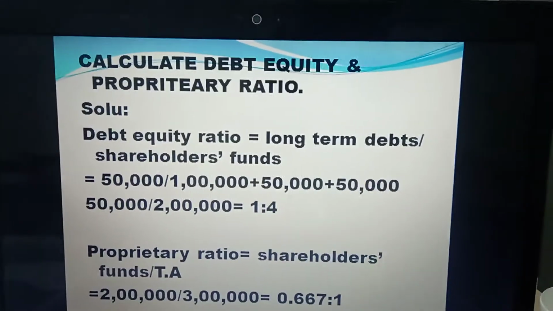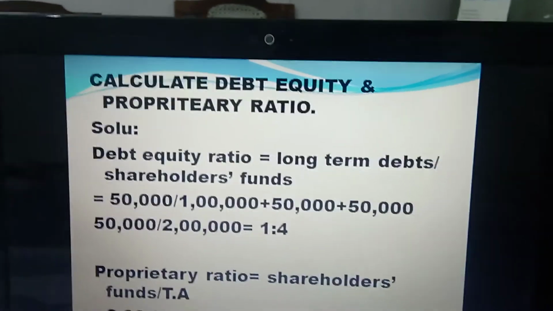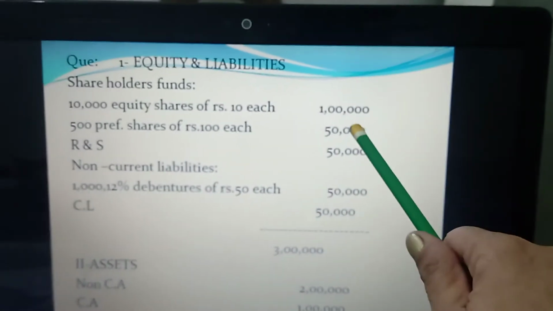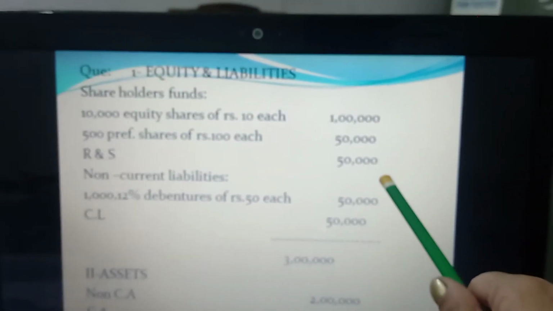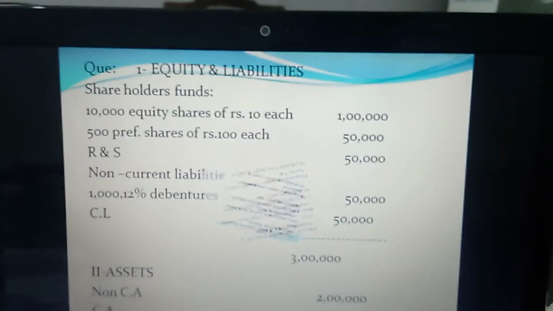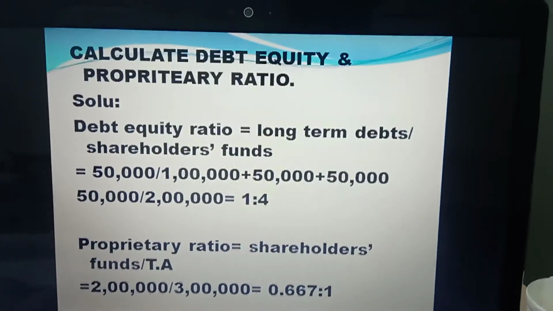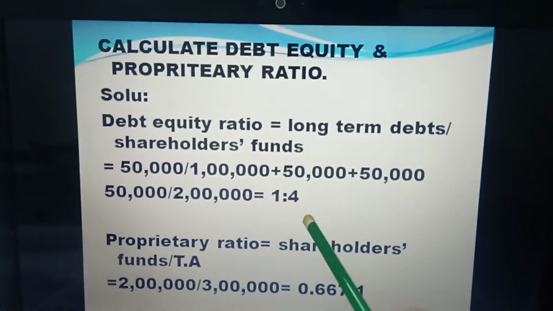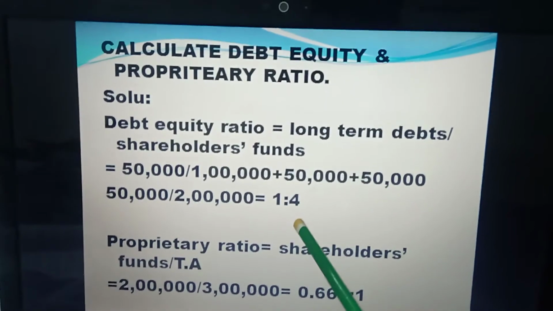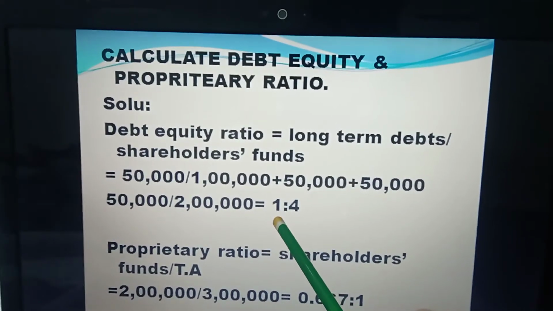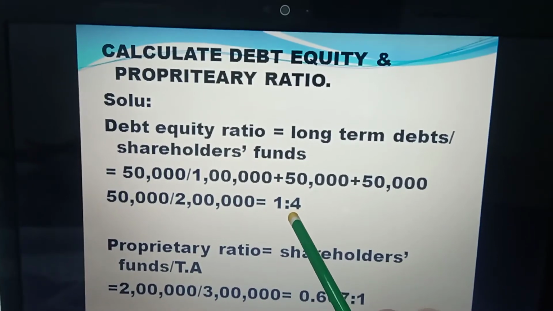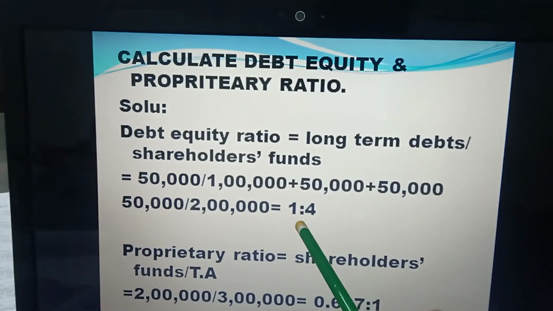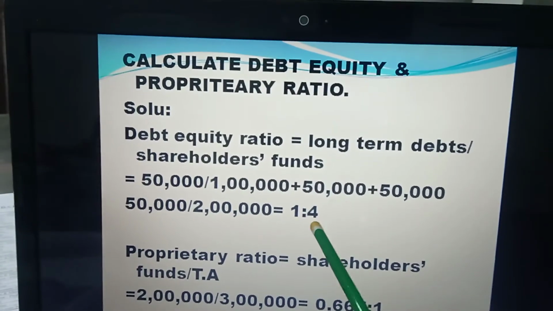It would be divided by the shareholders' fund, where we will include the equity share capital of 1 lakh, preference capital of 50,000, and reserve and surplus of 50,000. That means a total of rupees 2 lakh. Now long-term debts of 50,000 divided by shareholders' fund of rupees 2 lakh gives us 1:4. That simply shows that the long-term debts are low in relation to shareholders' fund, so the company should increase the shareholders' fund.